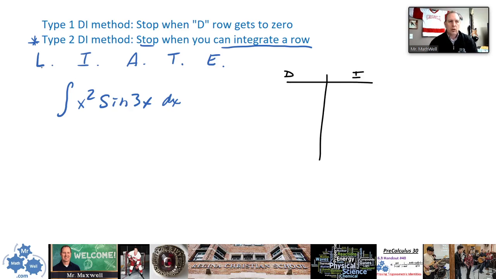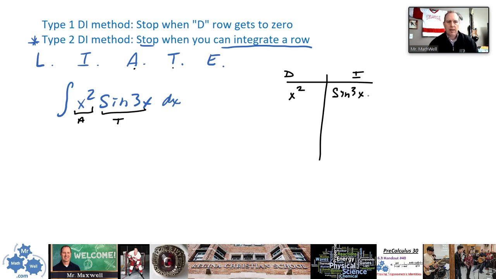So LIATE gives us our indication of which one we should use first. This is an algebra one, and this is a trig one. Okay, so we have A coming before T, so it looks like we're going to put x squared in the derivative column, and we're going to put sine of 3x here.